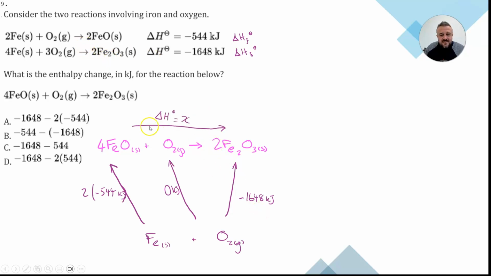Now for x, this is our target reaction. This is why the cycles are such a good way of doing it, because you can see that these are going in one direction, this is going the other way. So those are on opposite sides of our equation. So we have x, which is that one, plus 2 times negative 544 equals negative 1648. And then we just swap them around. And that's our answer over here.